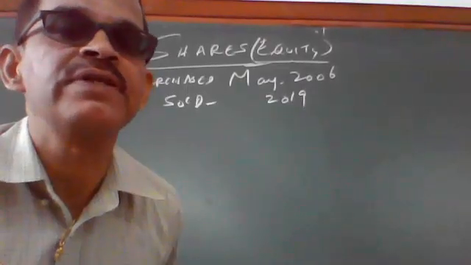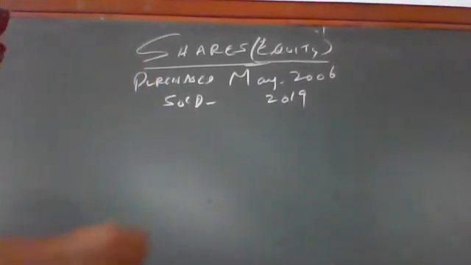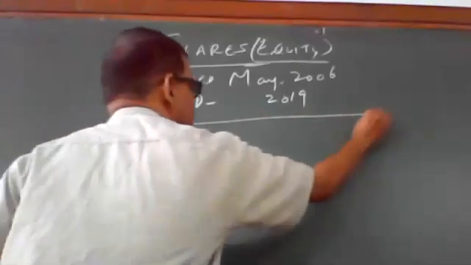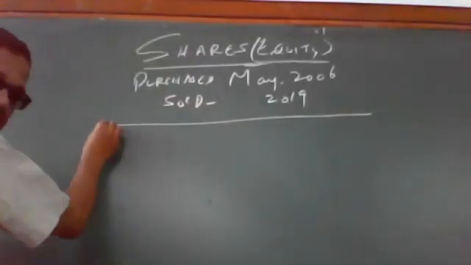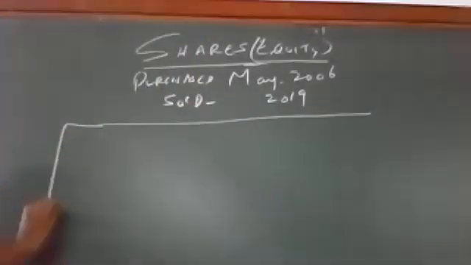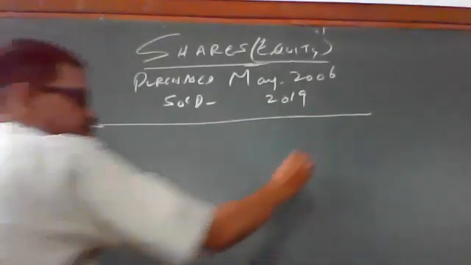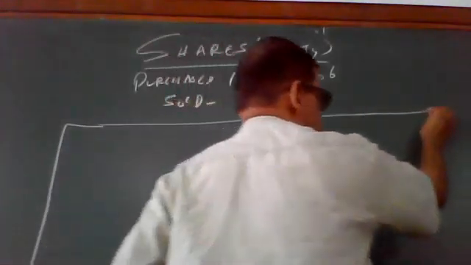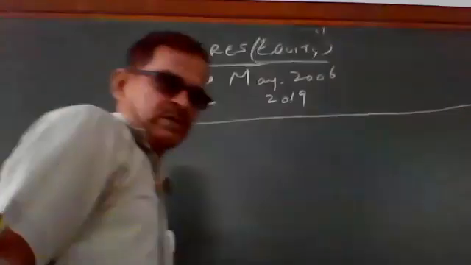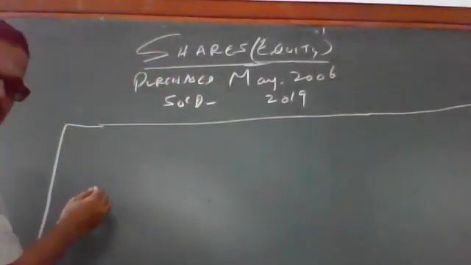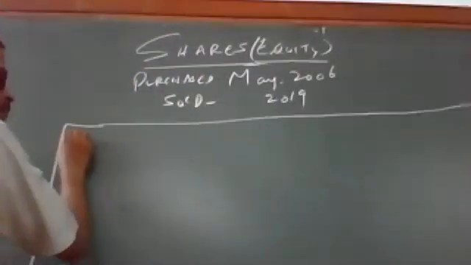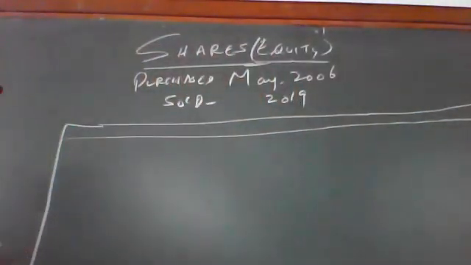First, what do you have to take first? What is the format? The format is to first take the sales consideration. What is the sales consideration? How much is the sales consideration? First write the format here.